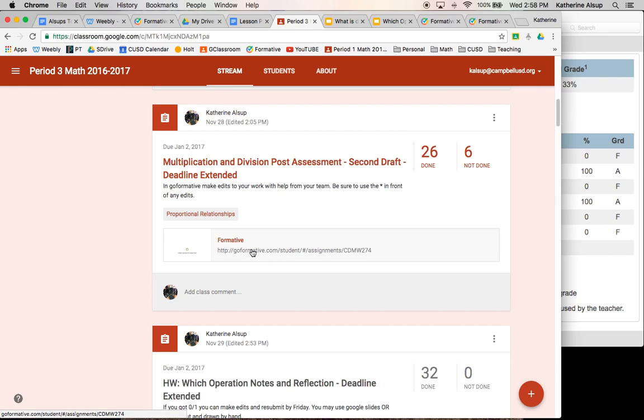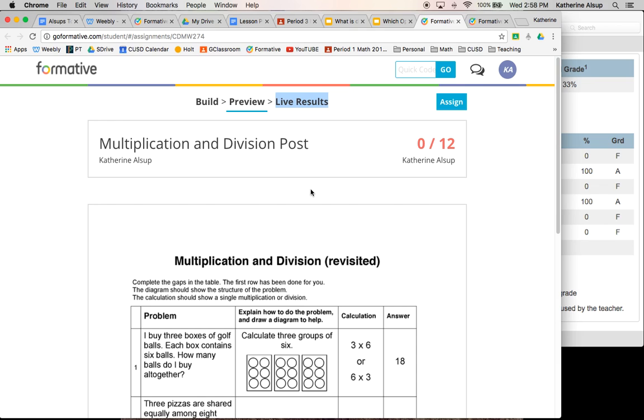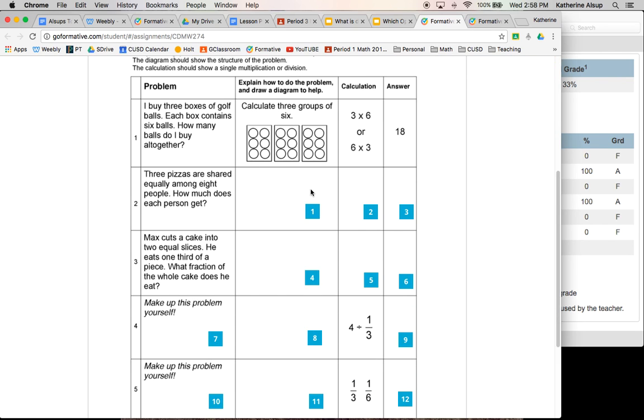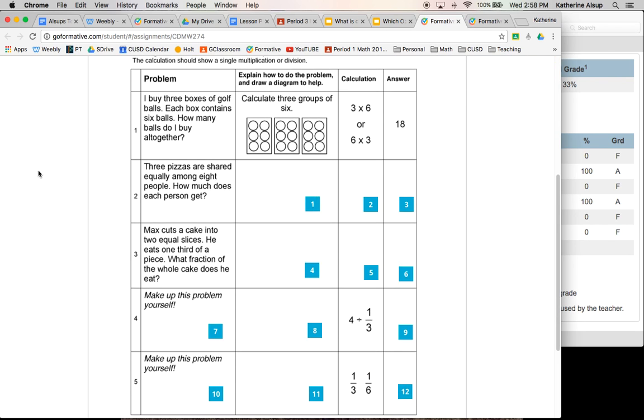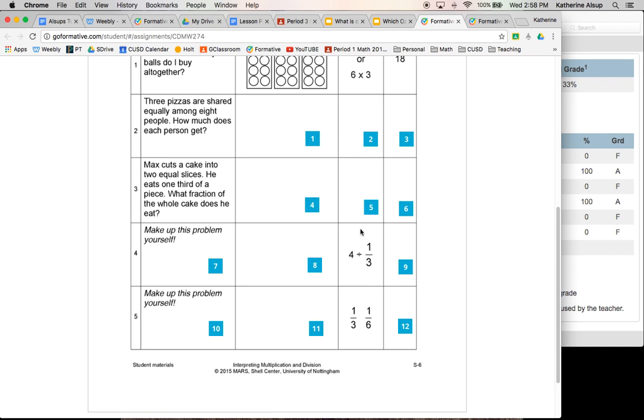Go ahead and click on this link and it will take you to Formative, where you took this pre-assessment, and this one looked like this. Multiplication and division is a concept that is taught in the younger grades, 5th grade, 4th grade, 3rd grade, but a lot of students struggle when they start to think about what that looks like for fractions. So I saw a lot of students struggling down here on the bottom portion.